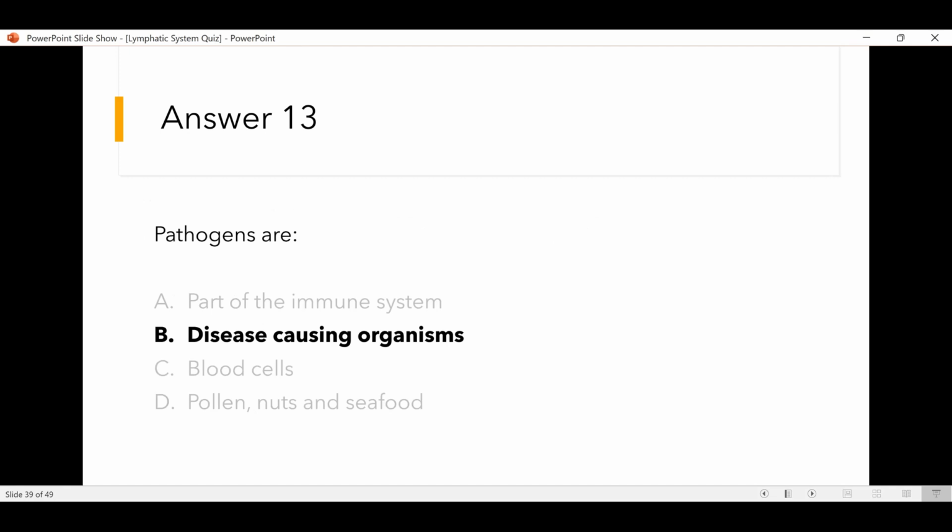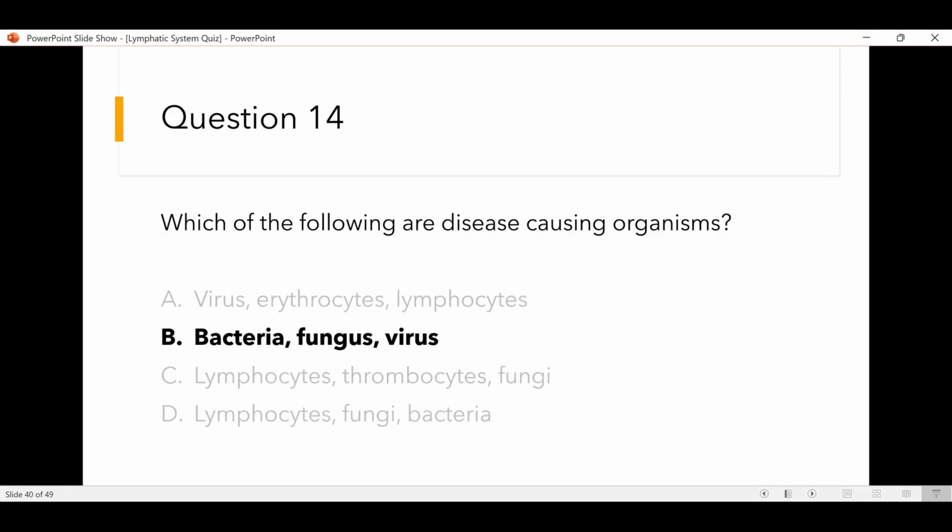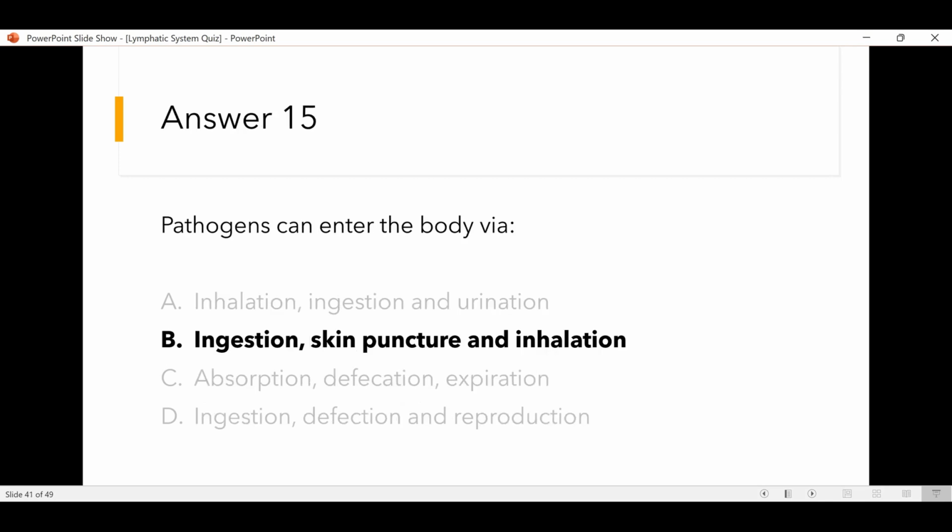Pathogens are disease-causing organisms. And what are pathogens? They're bacteria, fungus, and viruses, and other things as well, but those are the main ones. And pathogens can enter the body via ingestion, skin puncture, and inhalation. So there's something wrong with all of those other answers.